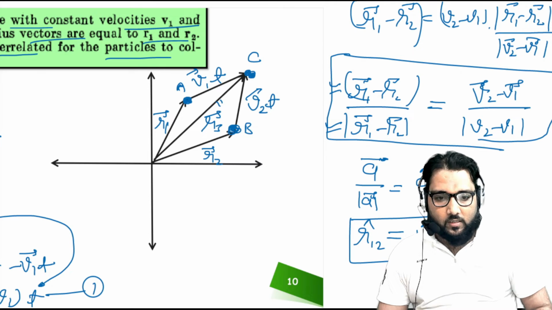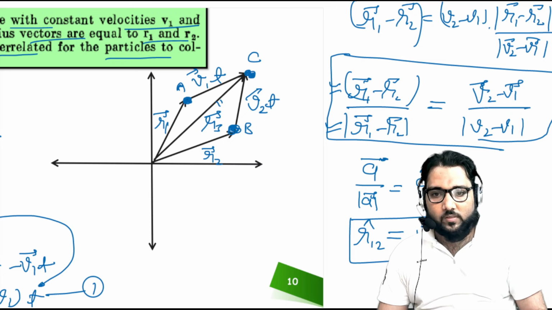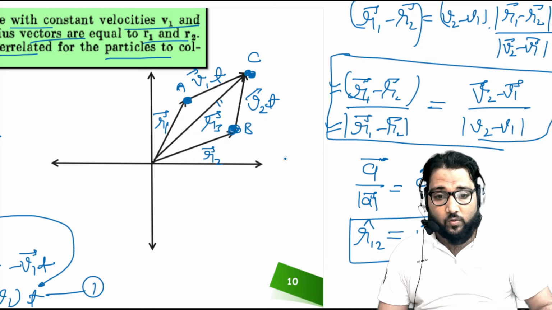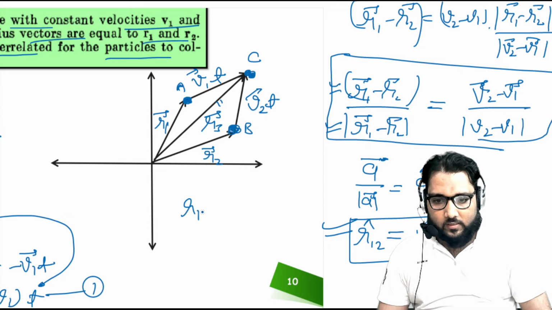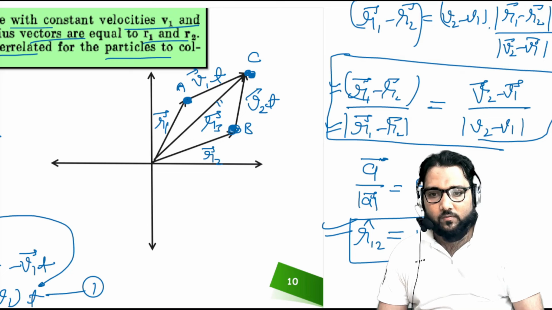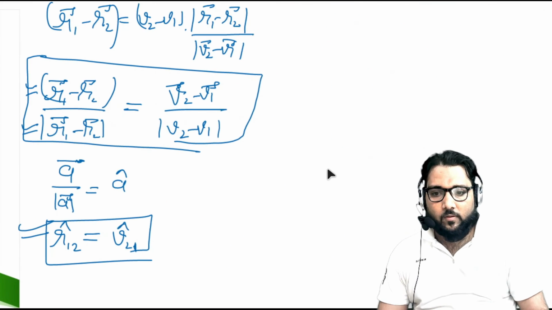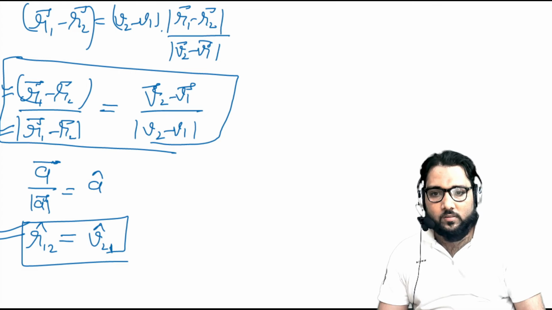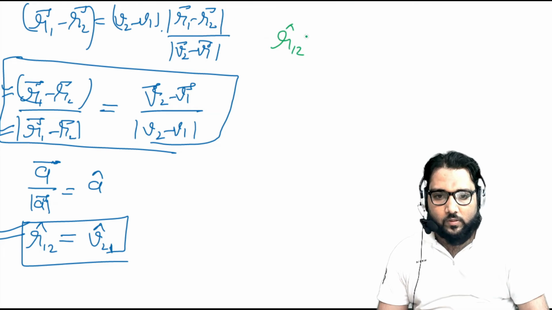This is our solution of these problems, guys. It is a very important result. So the relative distance, remember this, guys, this is the very important result. Finally what we got, we acquired this result: r12 cap is equals to v21 cap.